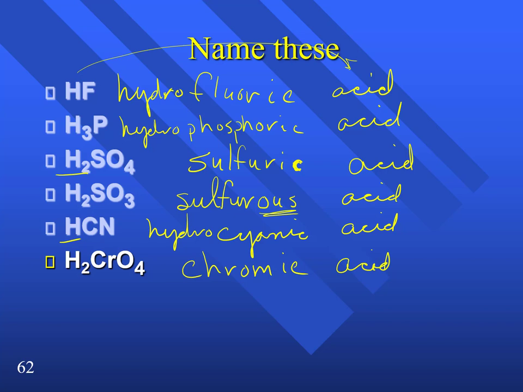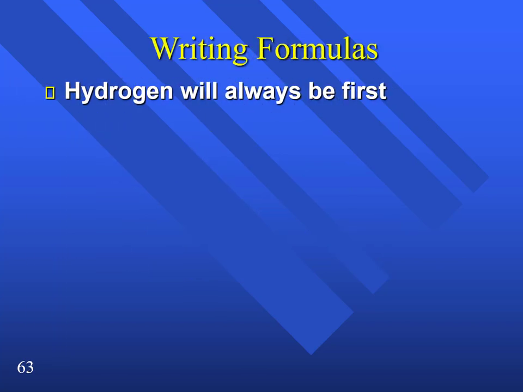Really extra super tough compared to what we're doing before? Yeah, let's go the other way. You see the word acid? Write a capital H. If you're going to write the formulas, as soon as you see the word acid, you should write a capital H. Because it's going to be first.